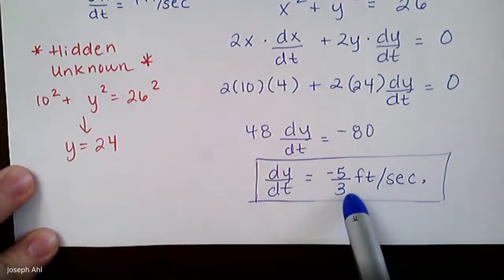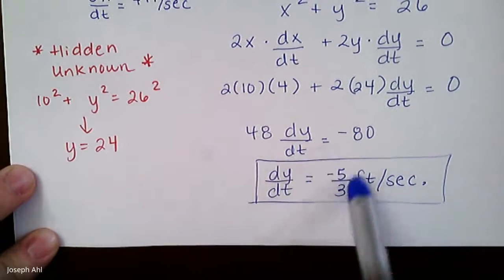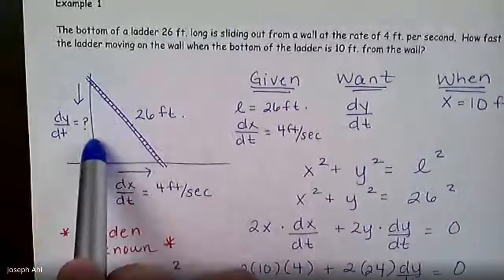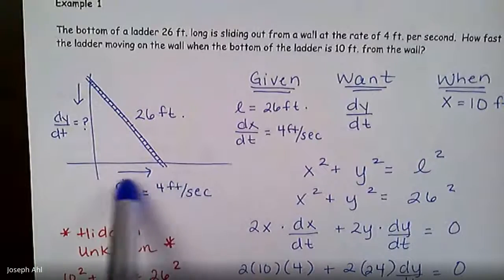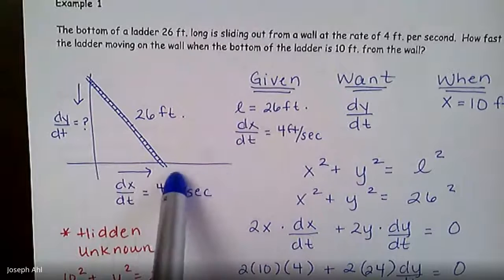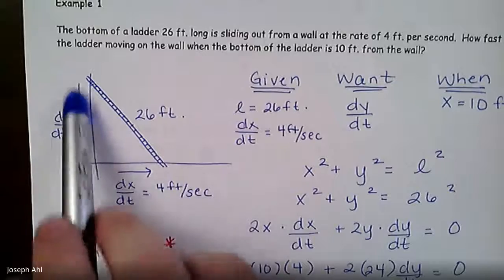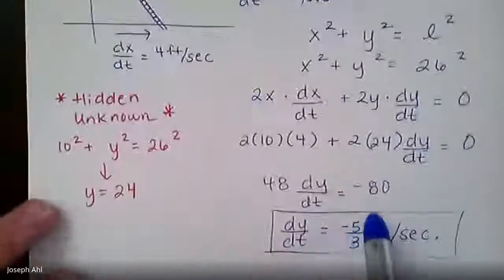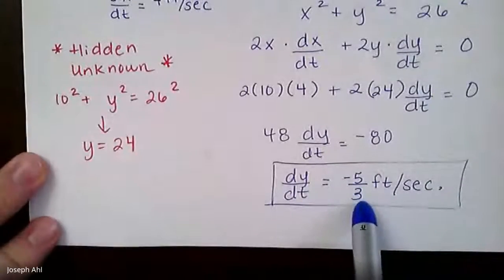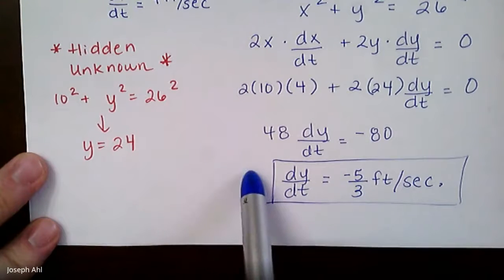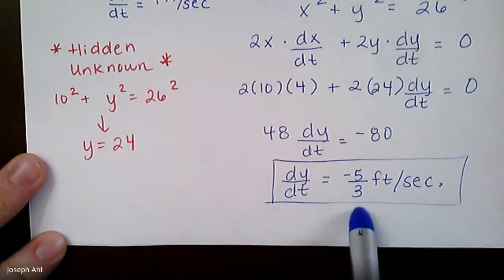So a couple things about this that are probably slightly curious. Are we surprised that the rate at which it's moving down doesn't have to equal the rate at which it's moving to the right? That's kind of weird, right? The rate that we're moving to the right is 4 feet per second. The rate that it's moving down the wall is definitely not the same as that rate. And that's going to change depending on how far the ladder is away from the wall at a given time. So this would change depending on that scenario.